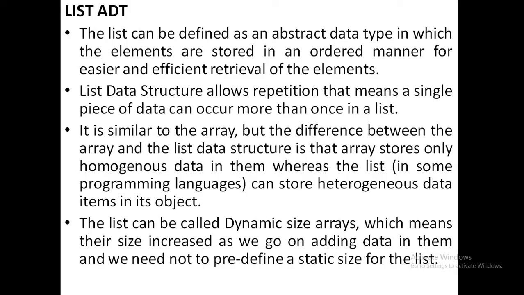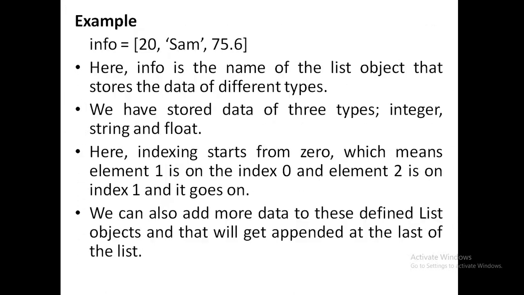It is similar to array, but the difference between the array and the list data structure is that array stores only data of same data type or homogeneous data, whereas in the list, in certain cases, it can store heterogeneous data or items belonging to different data types. The list can also be called as dynamic size arrays, which means their size can be increased while we are adding new items to the list, and here we need not predefine a static size for the list.